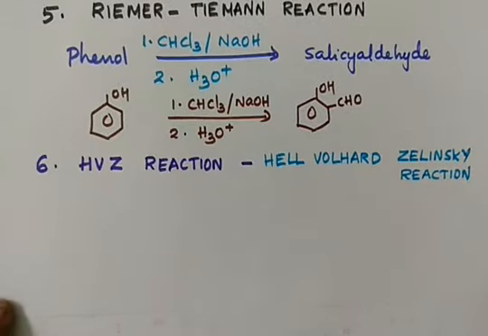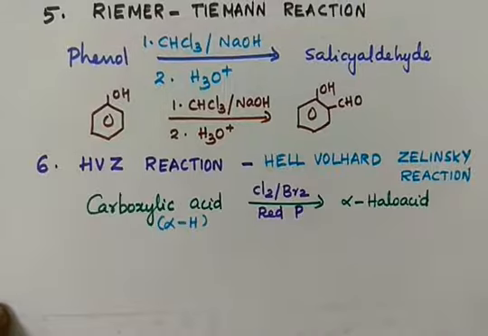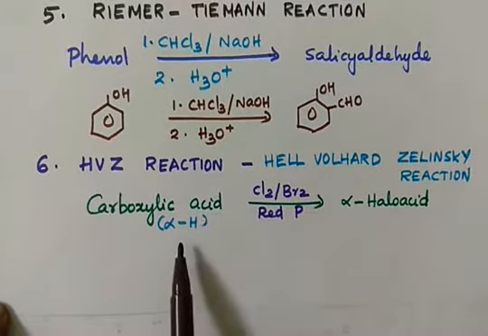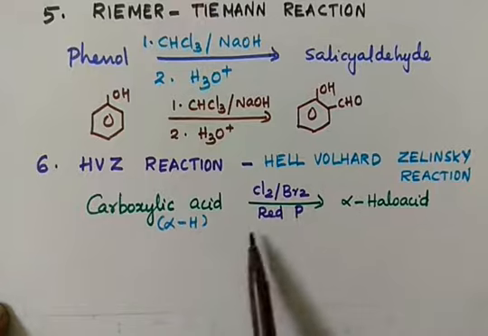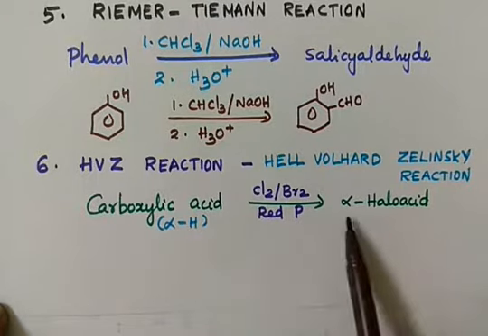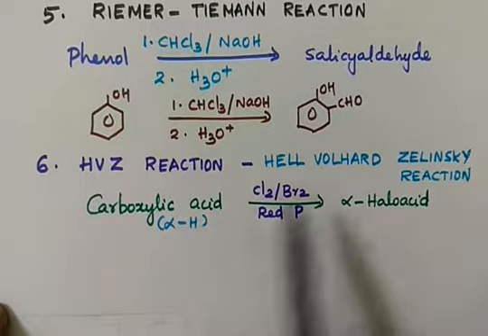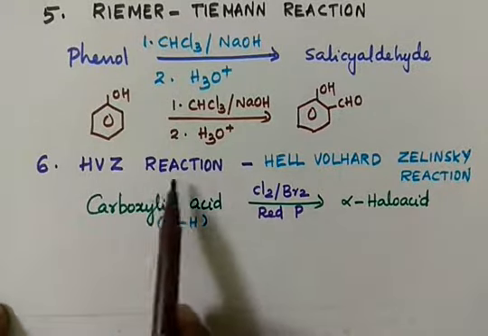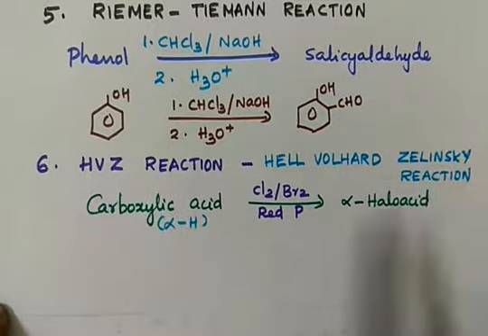HVZ reaction, Hell-Volhard-Zelinsky reaction. In this reaction, an aliphatic carboxylic acid containing alpha hydrogen is converted to alpha halo acid when it is treated with chlorine or bromine in the presence of red phosphorus. A carboxylic acid having alpha hydrogen is chlorinated or brominated in the presence of red phosphorus and gives an alpha halocarboxylic acid. This reaction is called the HVZ reaction, Hell-Volhard-Zelinsky reaction.